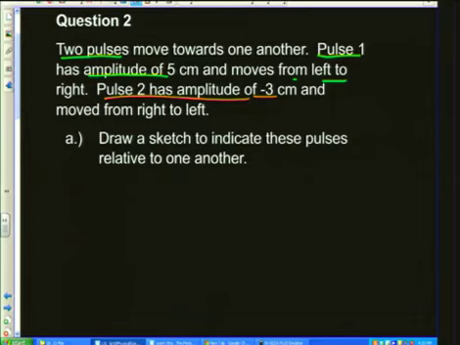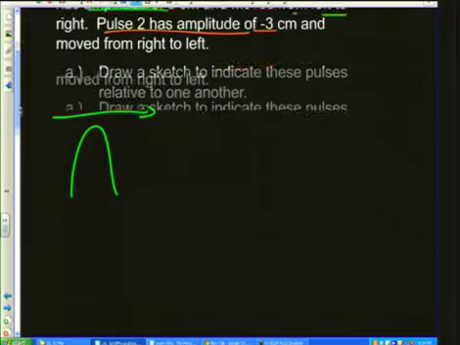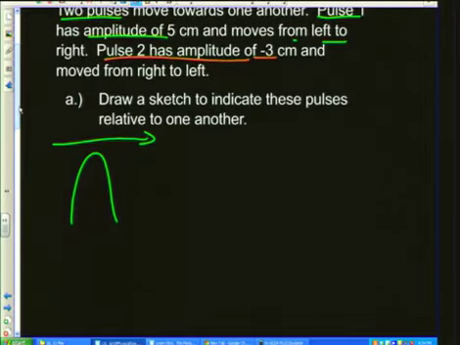We're going to say this one has an amplitude of 5 centimeters, and it's just a pulse like that, moving from left to right. And this one has an amplitude of -3. Now, I haven't got a scale here, but I'm going to just approximate it like that, and it's moving in that direction.